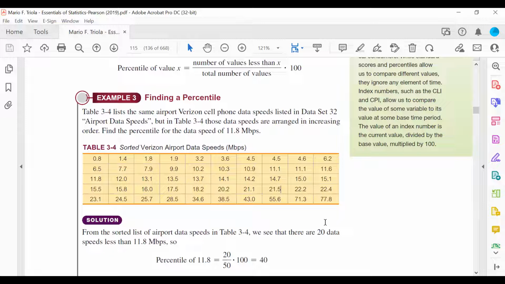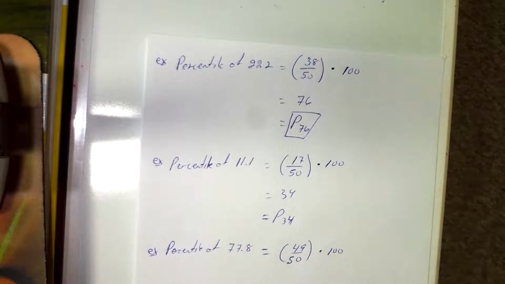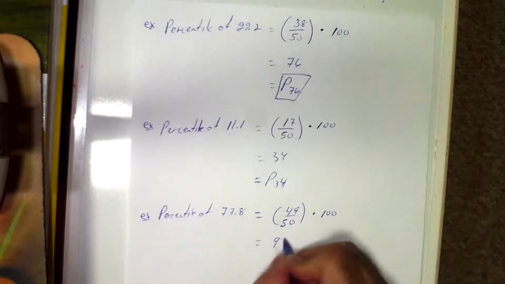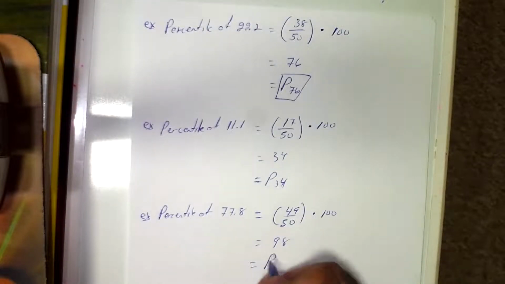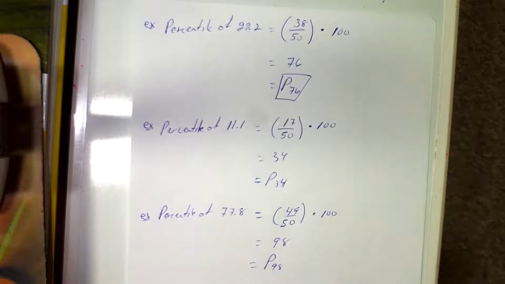So 49 over 50, right? And then we multiply that times 100. Right? 49, there's 49 numbers. So 49 divided by 50 times 100 gives me 98. So this records as P98.